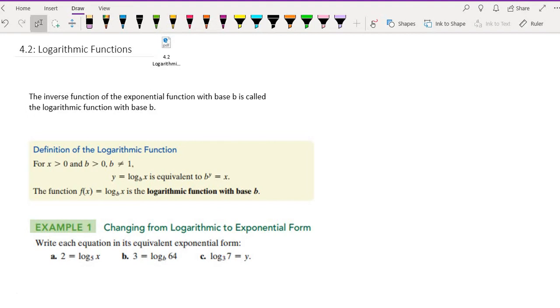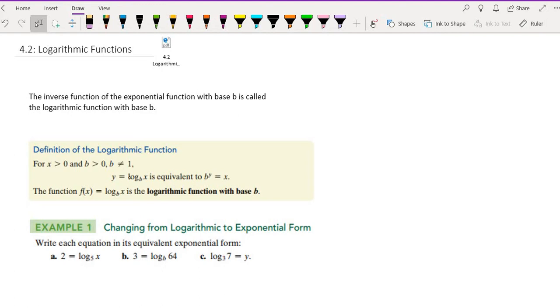Hello guys, today we're going to study 4.2 logarithmic functions. The inverse function of the exponential function with base b is called the logarithmic function with base b. So here we have a formal definition of the logarithmic function. You can pause this video to read it.